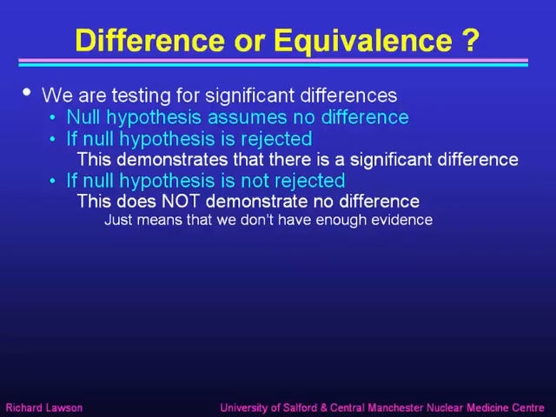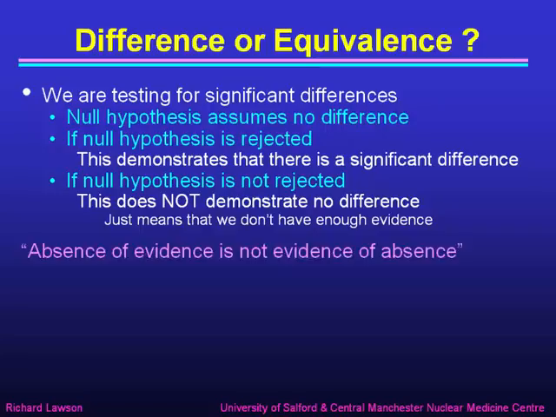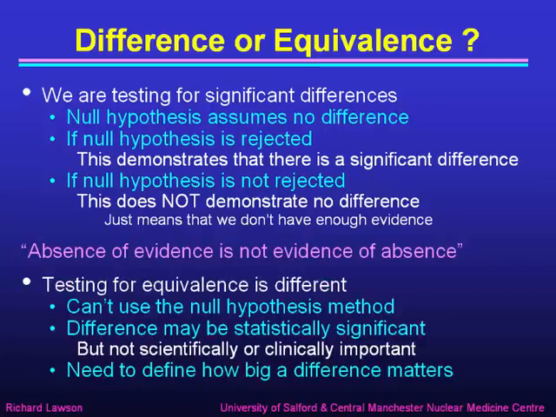But if the null hypothesis is not rejected, that does not demonstrate that there is no difference. It just means that we don't have enough evidence. So we can't use this method for proving that 2 things are equal. It's said that the absence of evidence is not the same thing as evidence of absence. So testing for equivalence has to be done differently. We can't just use the null hypothesis method.